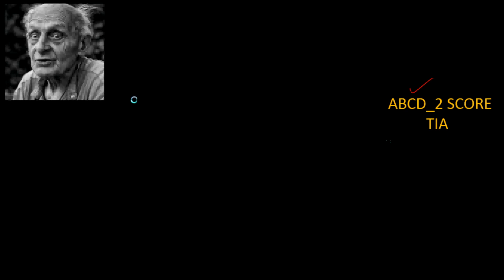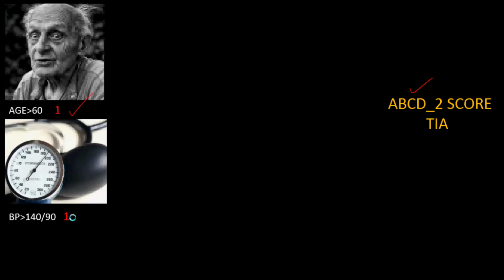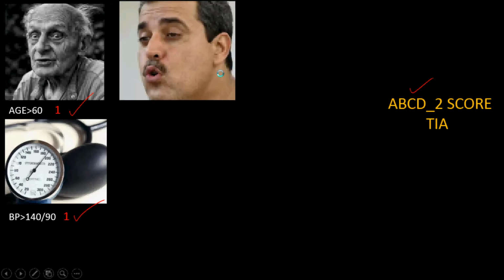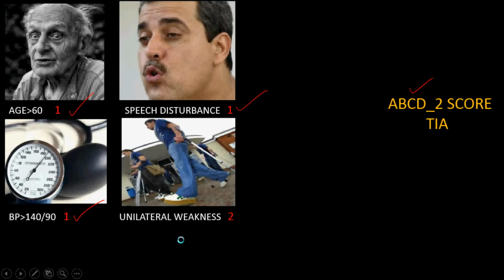The A of ABCD square score stands for age, which is greater than 60, which is given 1 point. The B stands for BP greater than 140/90, which is given 1 point. The C stands for clinical features, which could be speech disturbance, which is given 1 point, or unilateral arm or leg weakness, which is given 2 points.